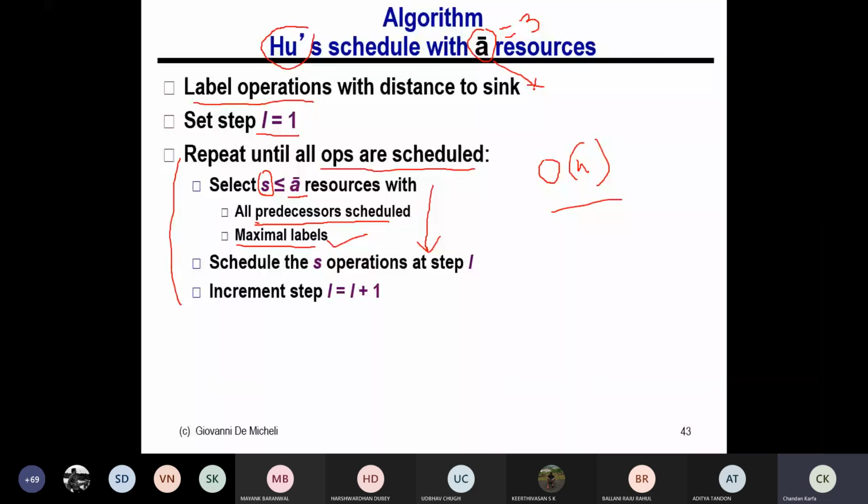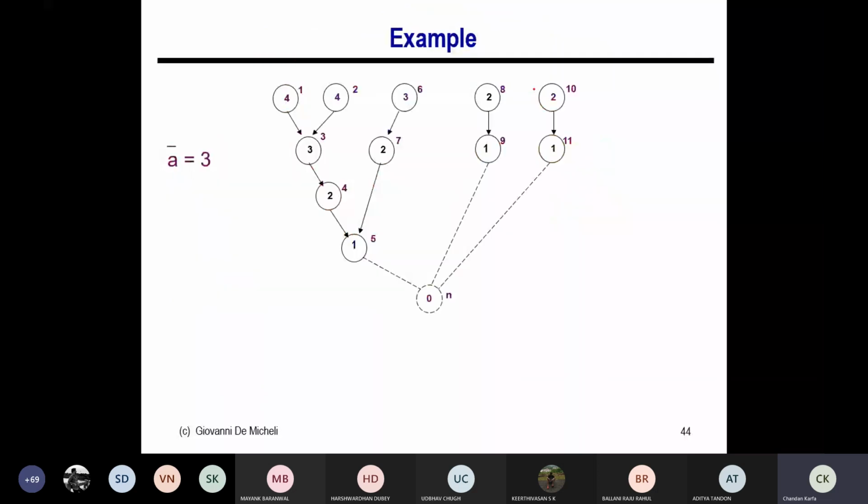So let us solve this. How does this work? So as I take this, my resource bound is 3. And these are the levels.